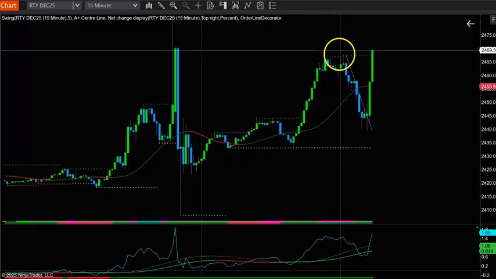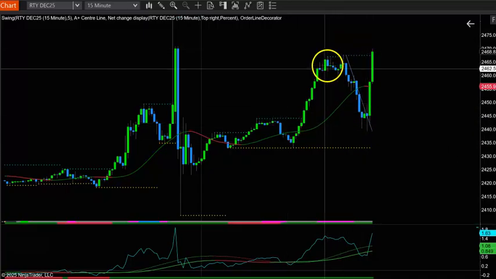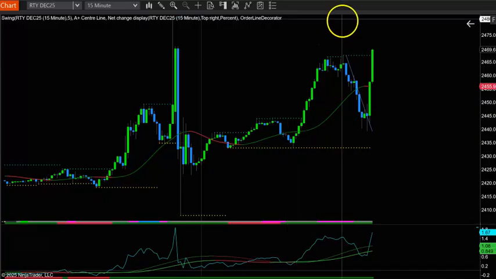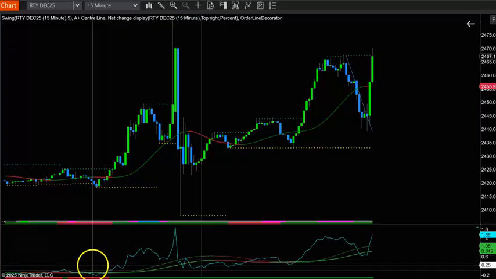Longer term trades. And make sure you draw these lines. If it was back here, the line would be going up here for the downtrend.